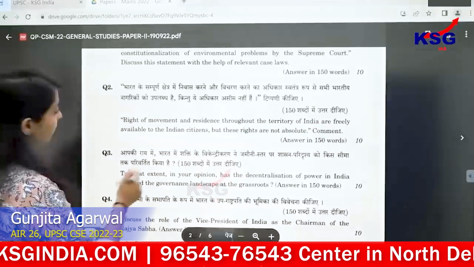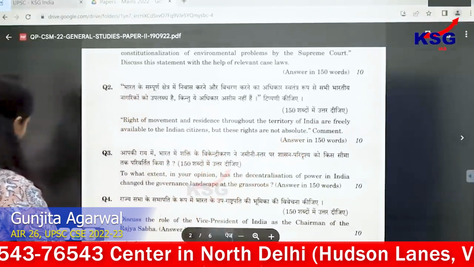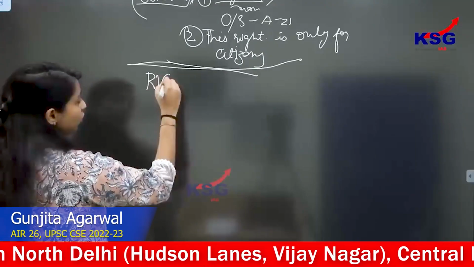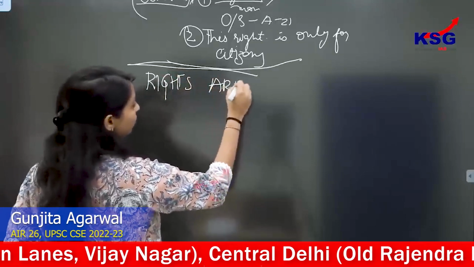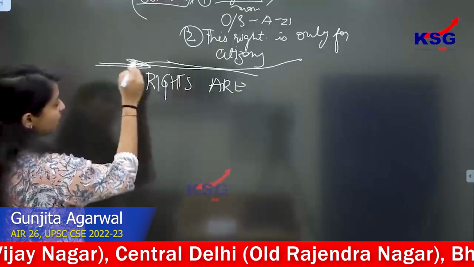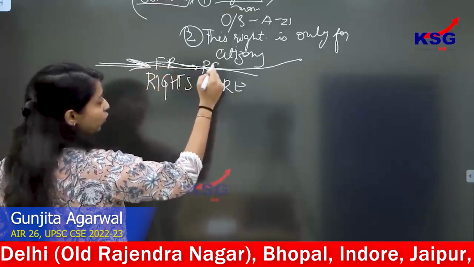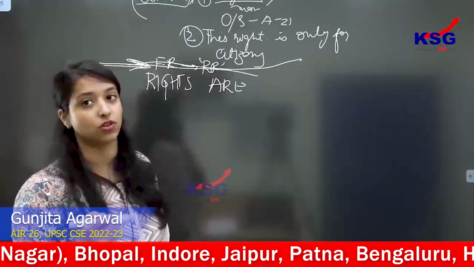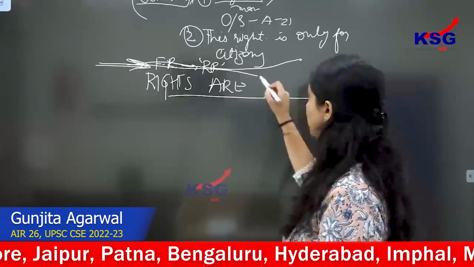The key is how this is restrictive. The question is, these rights are not absolute, right? So we'll put exactly this heading: rights are not absolute. Before this, if you want, you can give one line saying that fundamental rights are linked to reasonable restrictions. Every right is linked to reasonable restrictions. So you can just mention that, and then we write here: rights are not absolute.